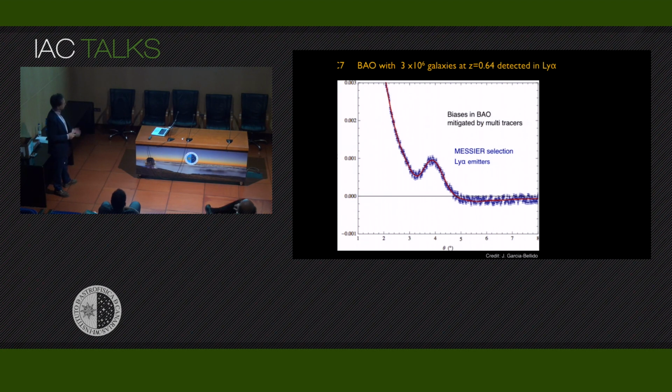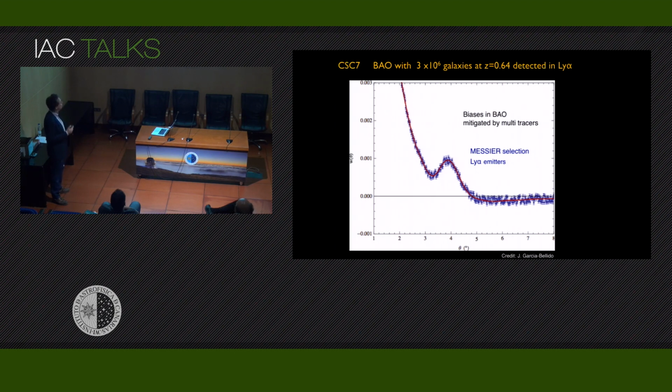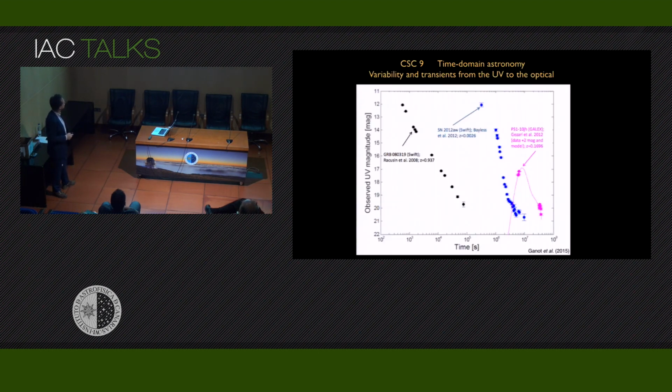Another case that we can do is, of course, baryonic acoustic oscillations, and those biases can be mitigated by having different tracers, not only these red elliptical galaxies, but here Lyman-alpha emitters in a very thin shell. This is a wonderful window function, because it's essentially a flat one in a very narrow range at that redshift. And this is a simulation done for the expected signal in BAO, only using 3 million galaxies detected by MESSIER. So we don't need any additional science and any additional time for this.